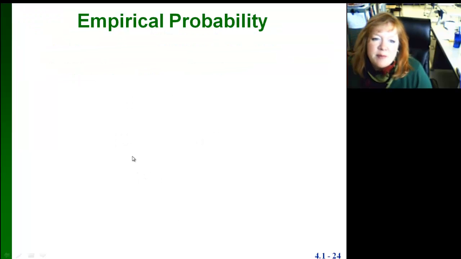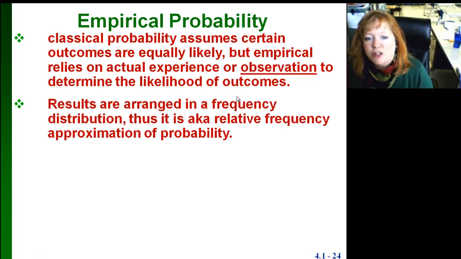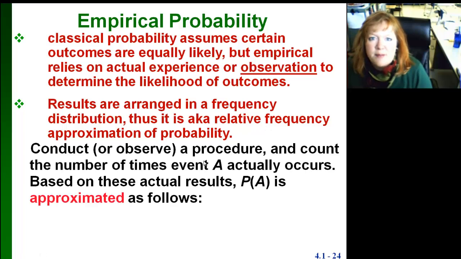Empirical probability. This is the second type of probability, and I think it's kind of interesting. Classical probability assumes that certain outcomes are equally likely, but empirical probability relies on actual experience or observation to determine the likelihood of outcomes. So they actually do the experiment and record the results in a frequency distribution. That's why it's also known as a relative frequency approximation of probability.